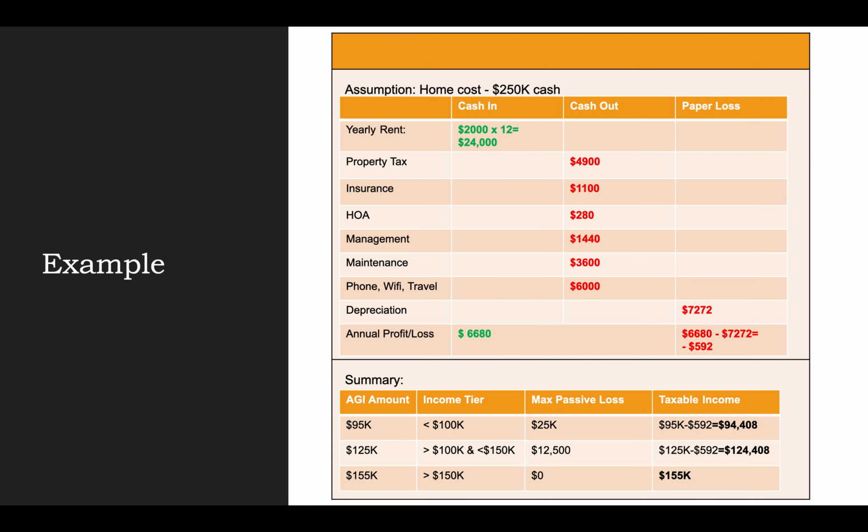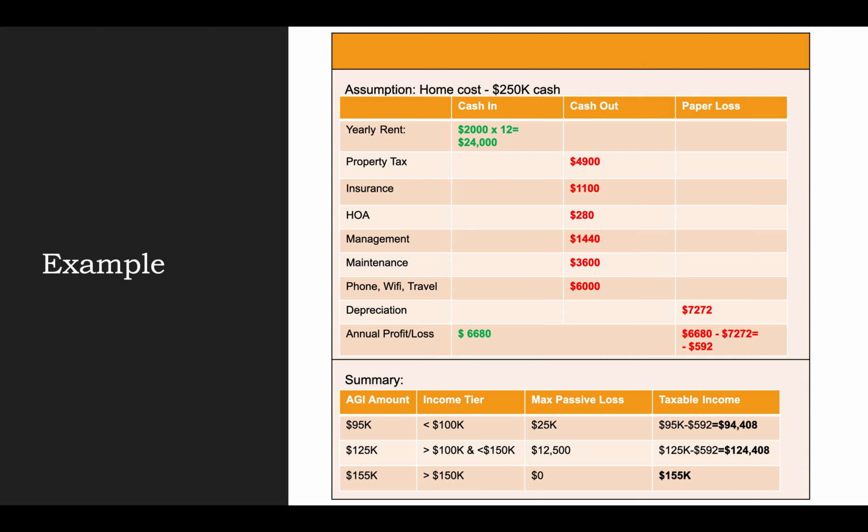passive loss. Now let's take a look at three different adjusted gross income scenarios and determine how much passive loss you're able to use to offset your income. The first scenario is your AGI is at 95,000, which is less than the 100,000. In this case, you can deduct up to 25,000 in passive loss. And since our passive loss is only $592, you can deduct the entire $592.